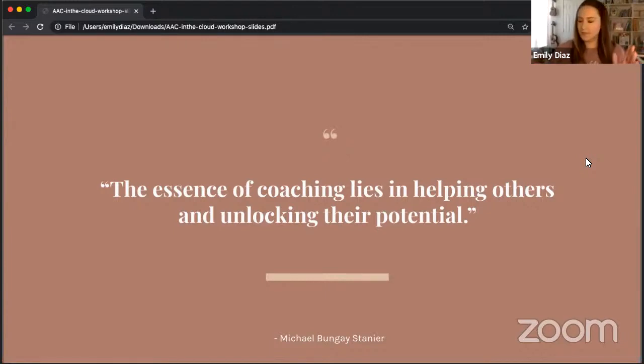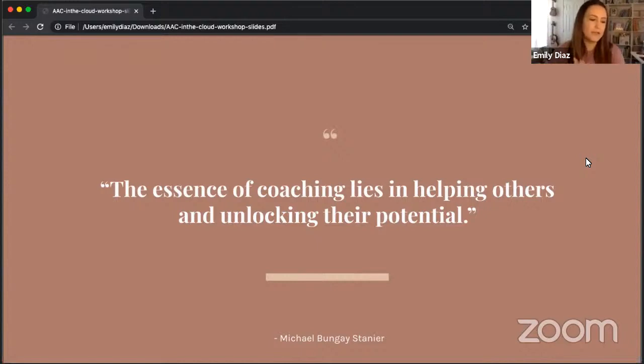So this quote comes from the first book I mentioned, The Coaching Habit. And he says that the essence of coaching lies in helping others and unlocking their potential. So this quote is important to me. Like I said, these are not specifically AAC or SLP books, but this quote was important to me as an AAC SLP because we are not the only ones that can implement AAC, and we really shouldn't be. And so if you're somebody who tends to take an expert position on AAC, we need to work on changing that and work more on unlocking potential of the classroom staff, because that's where it's really going to happen.